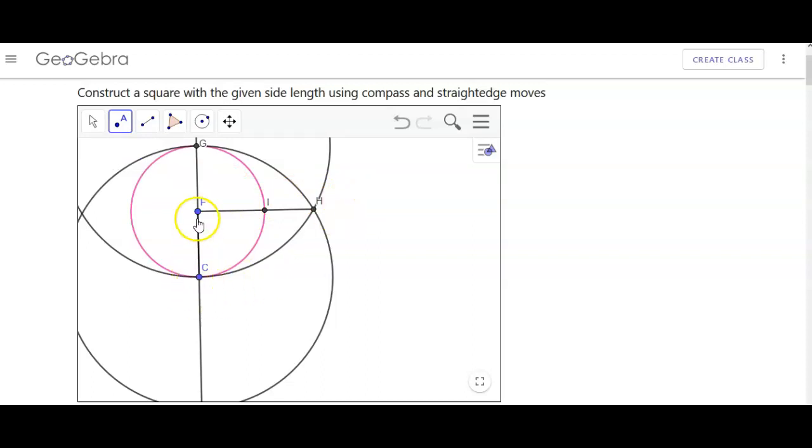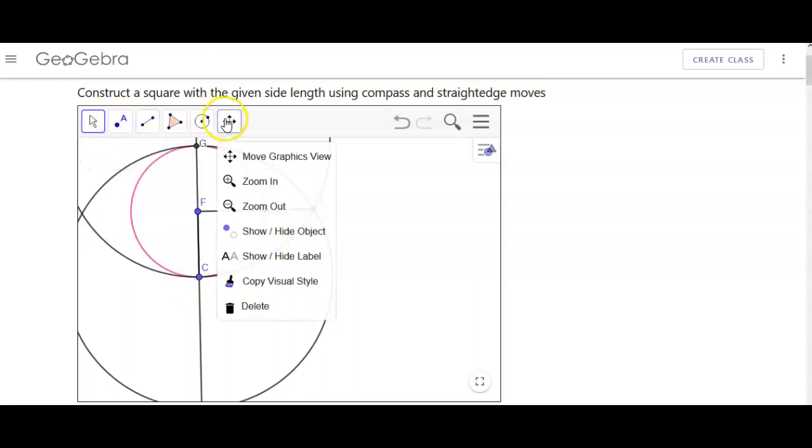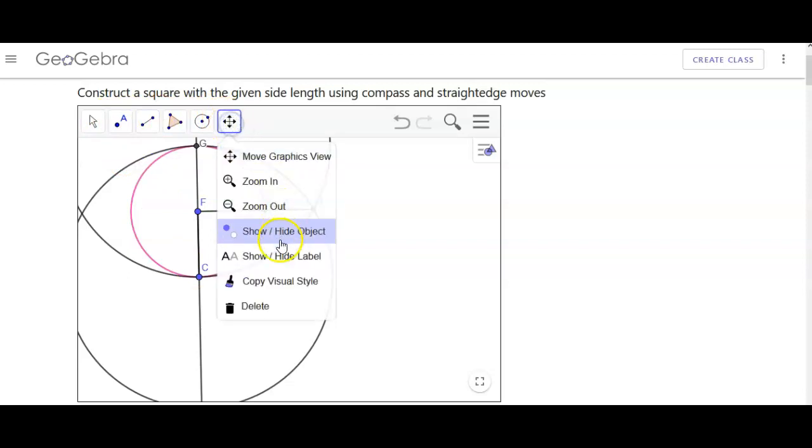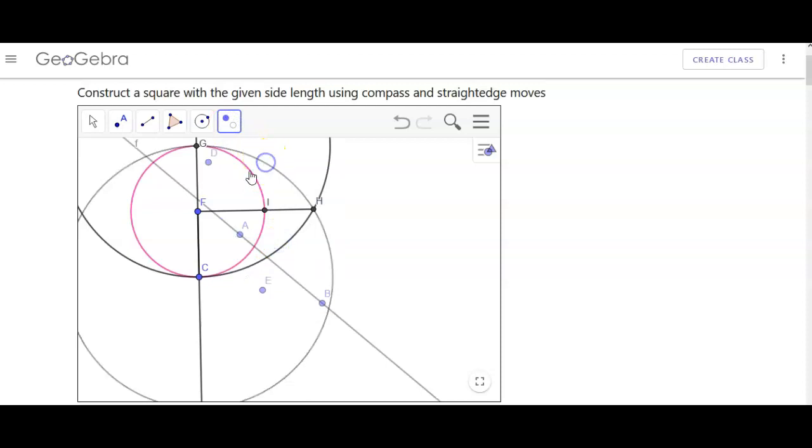So now I have 3 of my 4 points that are going to make up the square. I just have to figure out where that last one is going to be. So I am just going to hide some of these circles here so that it doesn't get so overwhelming, because I know sometimes there's a lot of stuff going on here. And I'm actually going to get rid of some of these points as well.